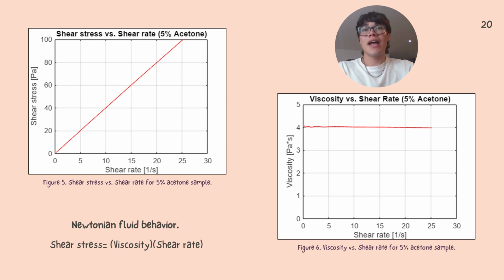So the acetone as diluent has actually a great viscobreaking character because now the fluid has almost half of the viscosity that it had with the crude oil. And also we can see from this graphic that the viscosity remains constant throughout the test. So even though now the fluid has 5% of acetone, it still behaves in a Newtonian way.